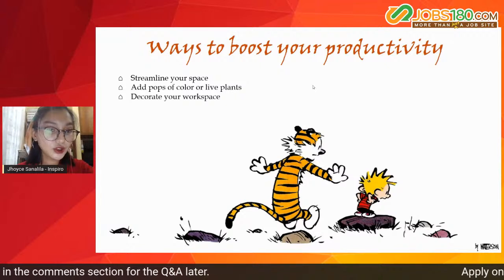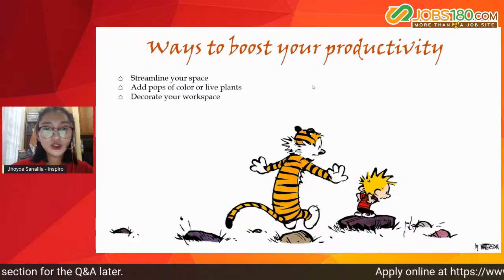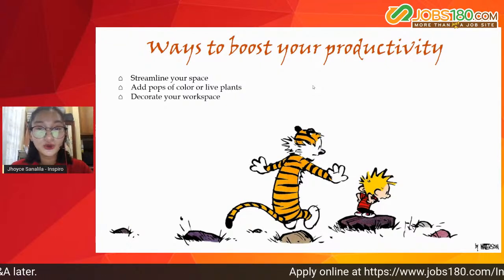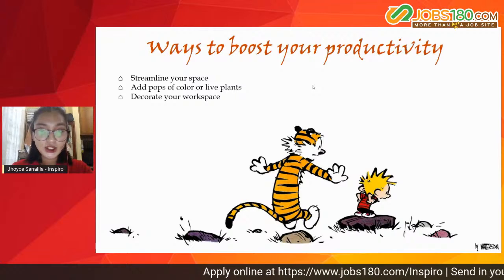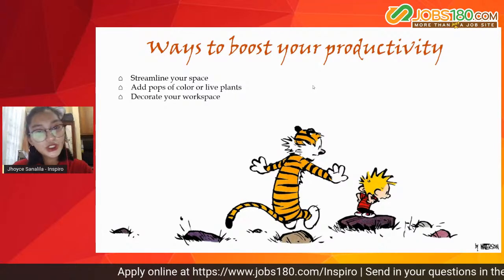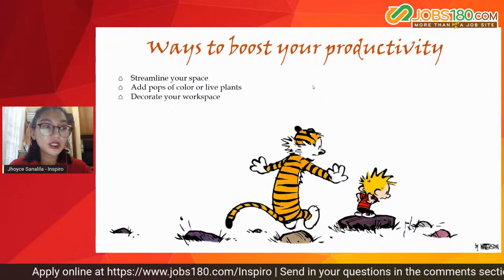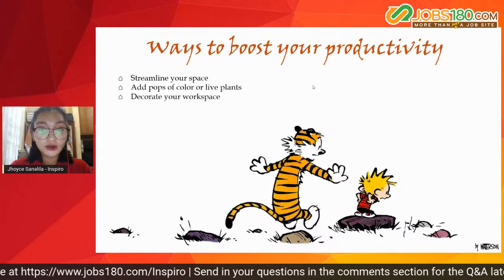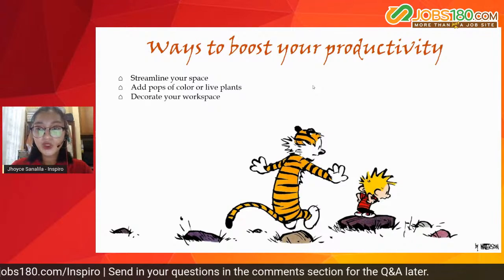Next is decorate your workspace. In addition to adding some color and plants to your workspace, decorating your desk or cubicle with a few personal knickknacks can help you feel more relaxed, which can also boost your productivity.